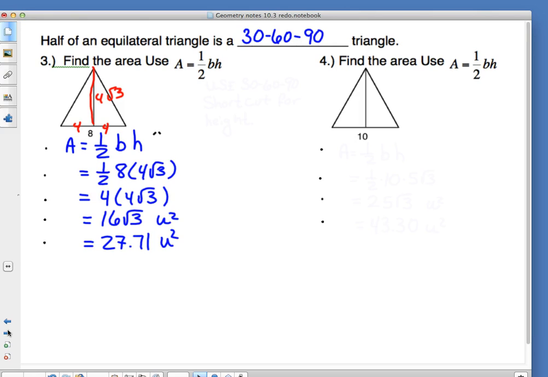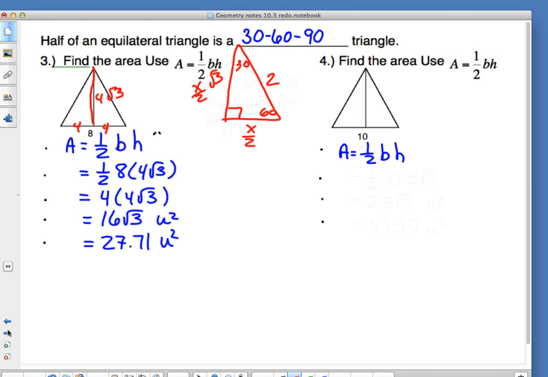Now, I want you guys to use the same method I just did. I want you to use 1/2 base times height. You must find the altitude of that triangle. But remember, when I find that altitude, I got to go x over 2, half that side length, and it's x over 2 the square root of 3, because this is a 30, this is 60, that's 90. This shouldn't be 2x, but 2 times x over 2, which is just x. Okay, so use that pattern to help you in problem 4. Go.